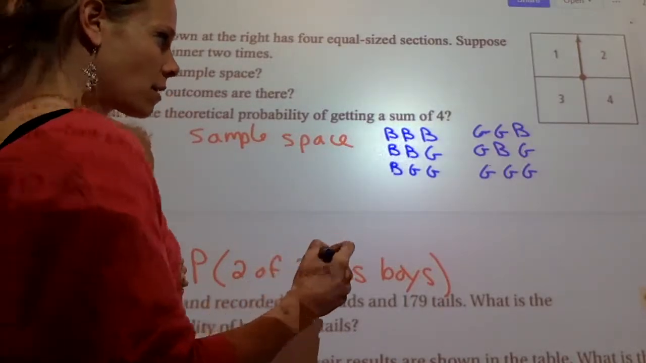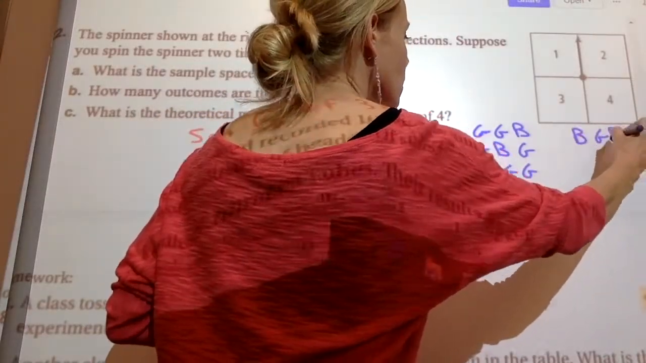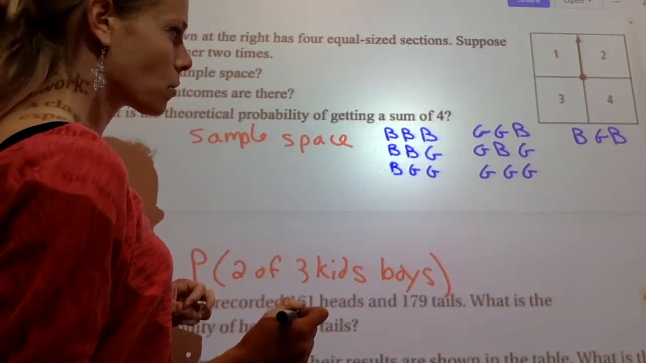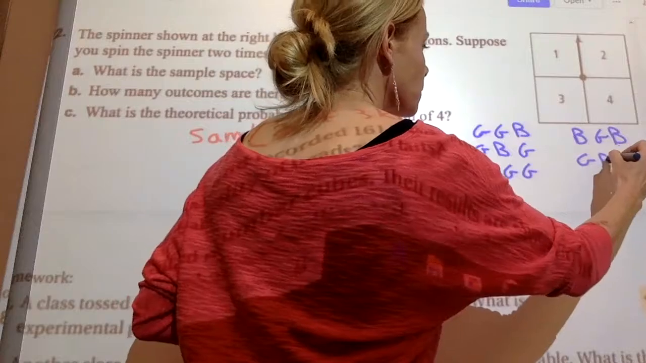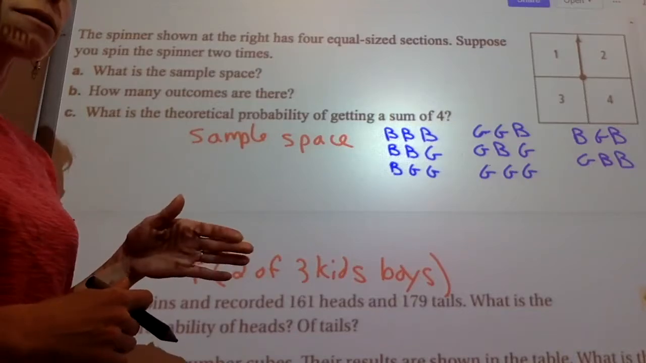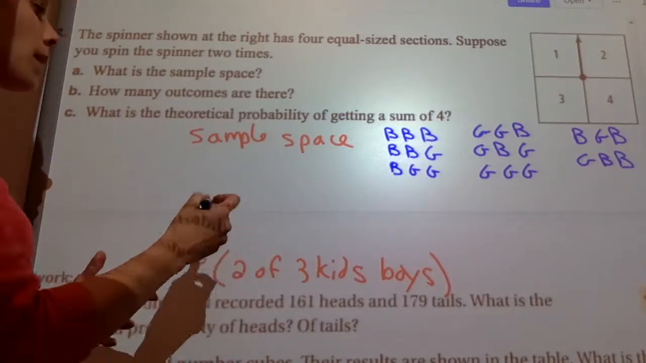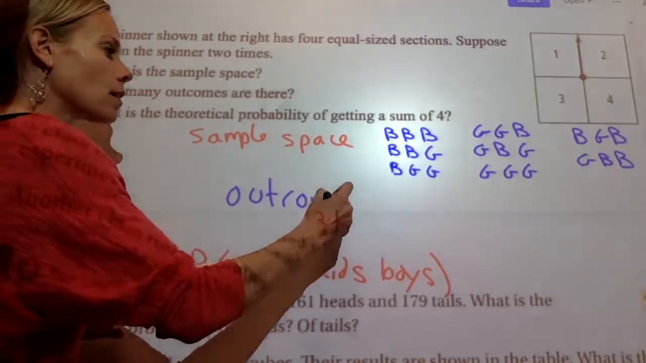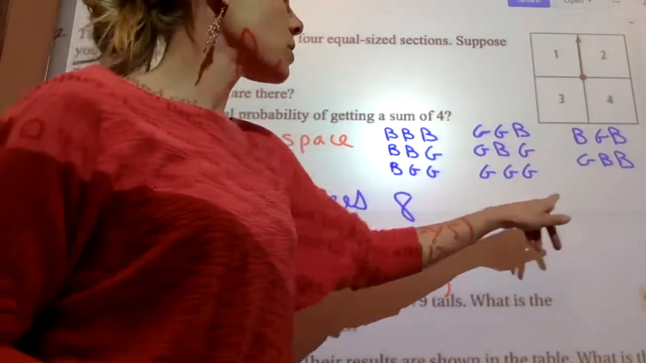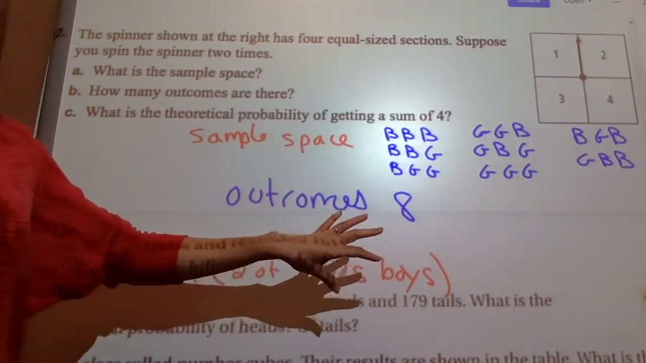2 more. What are we missing? Boy, girl, boy. And 1 more. What am I missing? Girl, boy, boy. Right? If I was going to have 3 kids, that's all the different ways I can have 3 kids, right? I have a boy first, then another boy, and then a girl. Okay? So how many outcomes are that? 8 outcomes, right? That's my sample space. How many outcomes is that? 8. Okay? So I would use both of these things to answer the question.